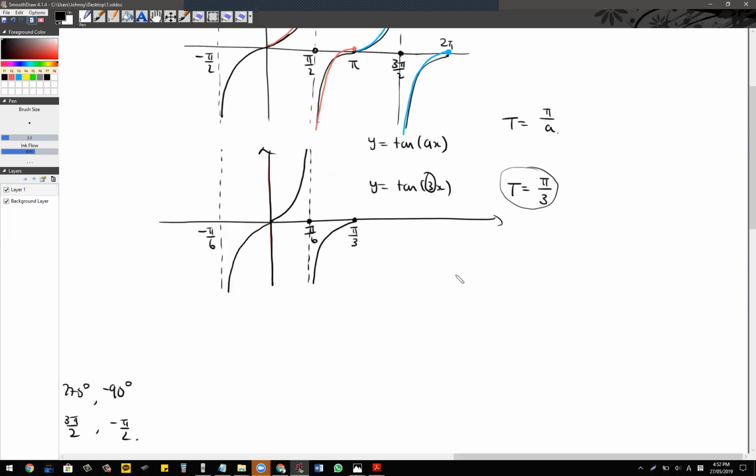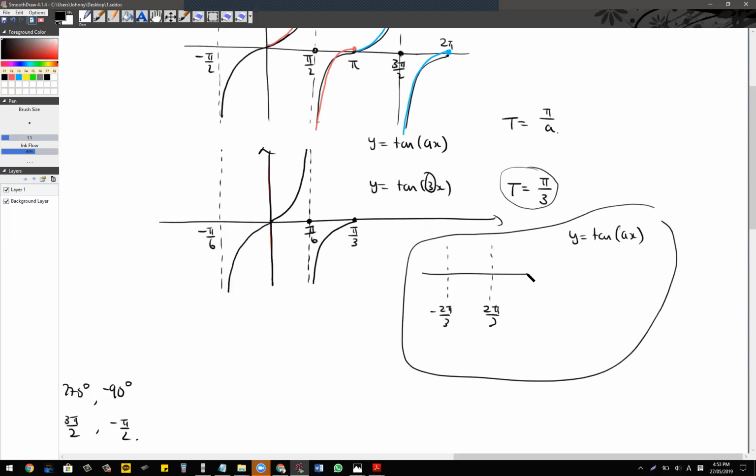As a homework question, you can maybe try this. It's got another asymptote at 2 pi over 3 and negative 2 pi over 3. Then what is the equation? What's the value of a? So you can try that as homework. The answer is, would be 3 pi on 4, I think. Oh yeah, this should be the answer, I think.